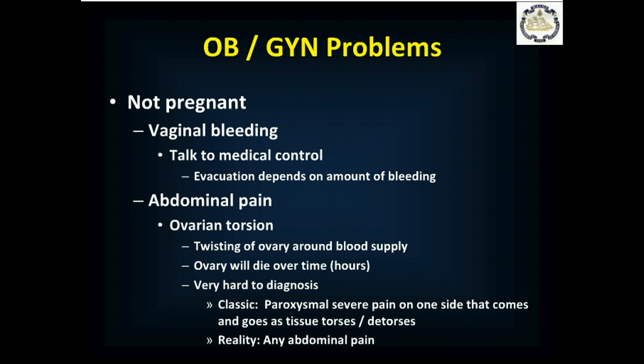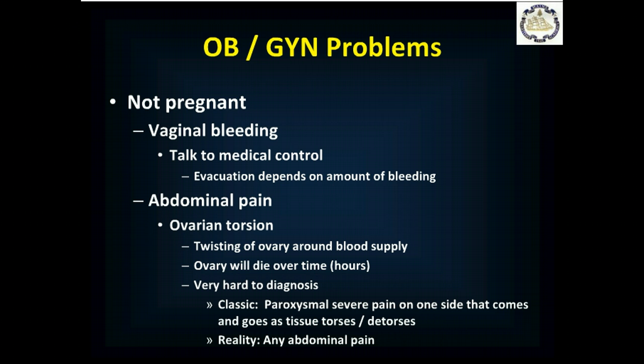There's this classic picture of it, which happens less than 5 to 10% of the time, in which the patient has severe pain on one side. It comes and goes as that tissue torses and detorses on itself and gets blood supply and then no blood supply. That's the classic picture. It very rarely happens. In reality, it's usually a dull, aching, one-sided lower abdominal pain that's persistent. The bad news is the vast majority of these are missed. If they're not detorsed within 12 to 24 hours, the ovary dies.